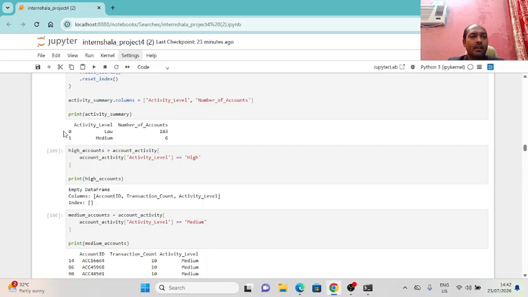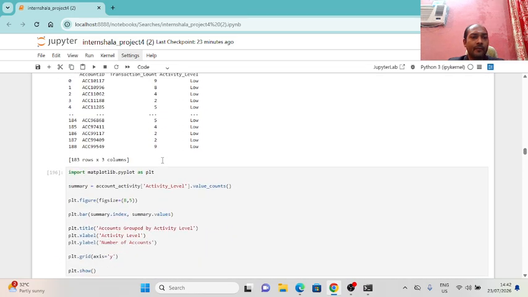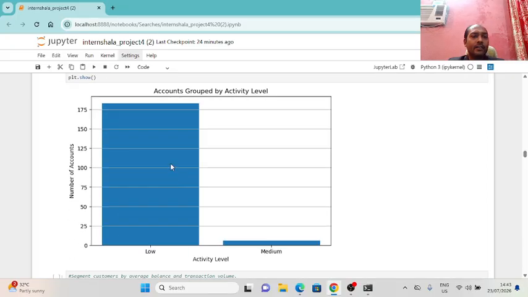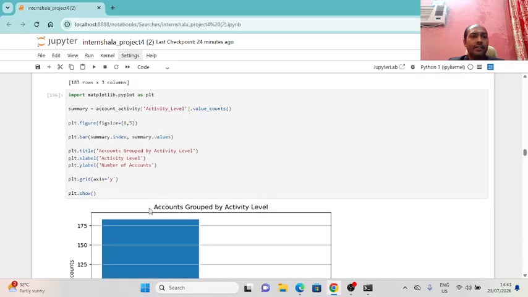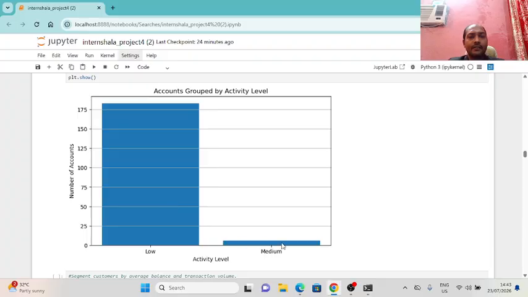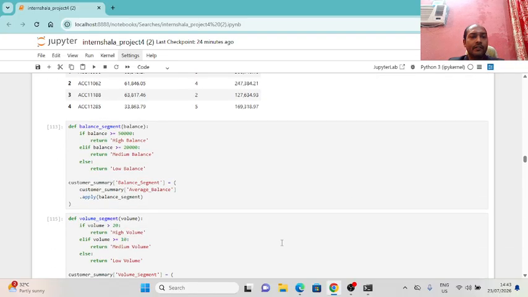Overall, there are 183 accounts that have low activity levels. Only 6 accounts have medium activity levels here. Coming to the next task, we have also plotted this data on the graph, and we can see that there are 183 accounts which have low activity levels, and the 6 accounts having medium activity levels.